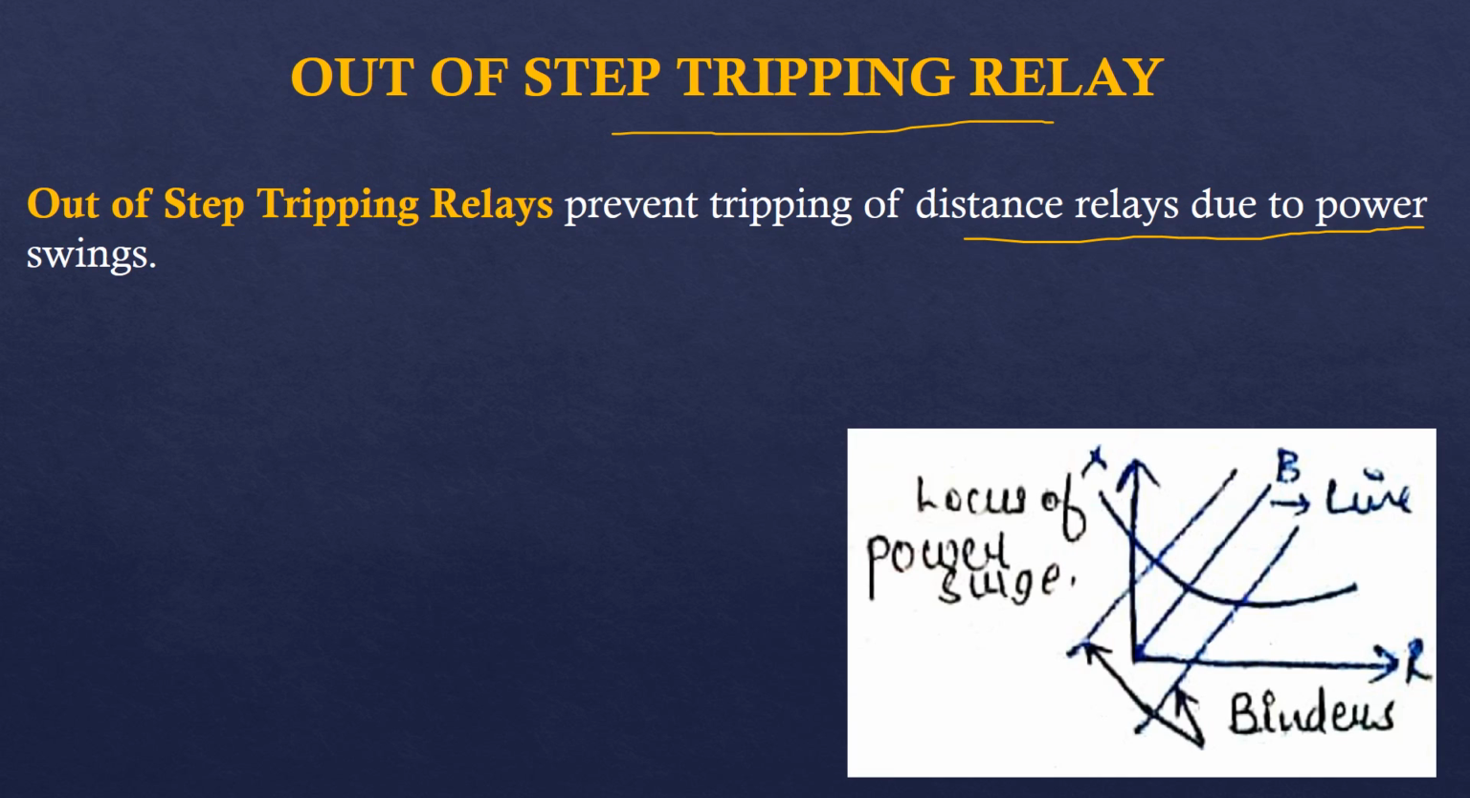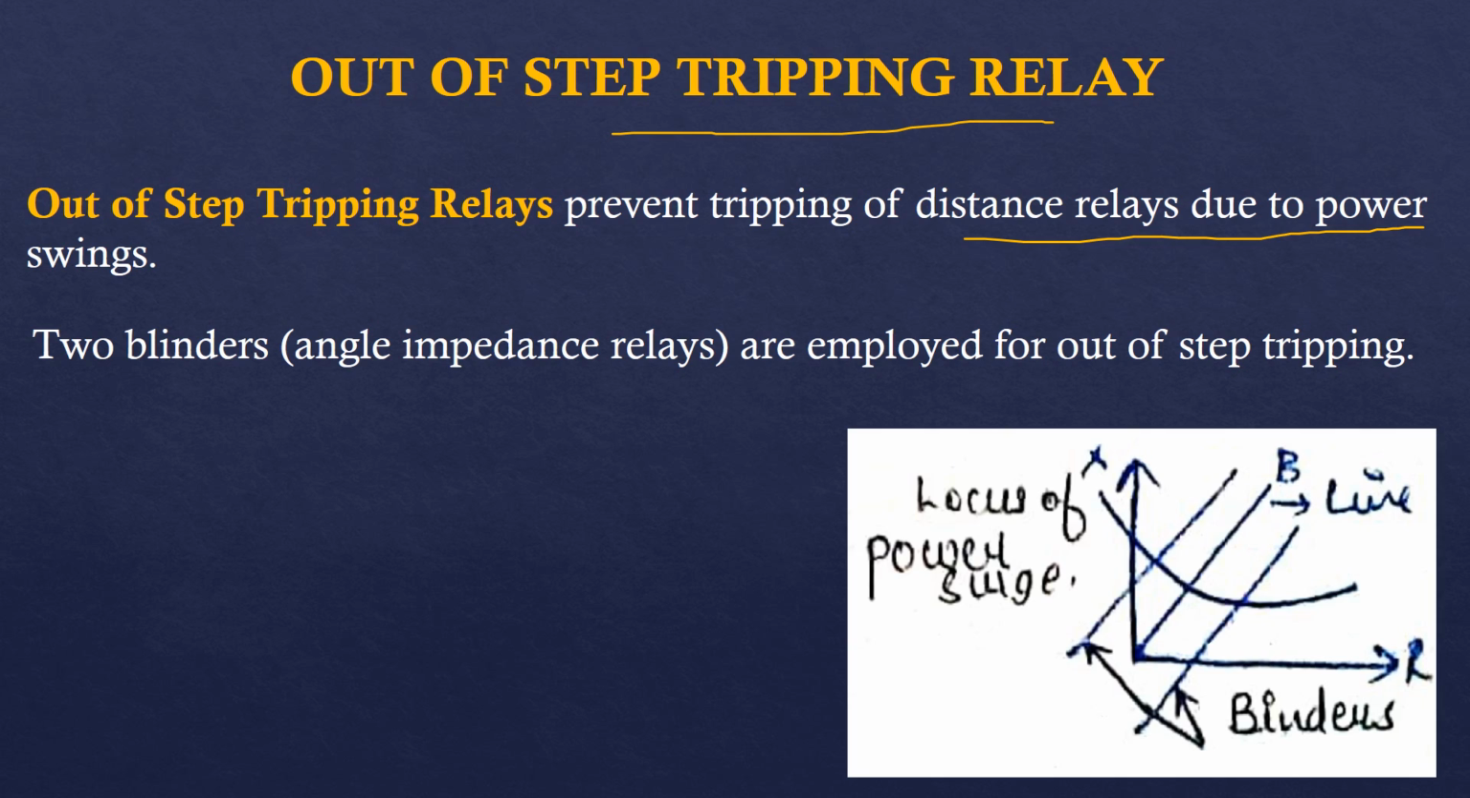Here, two blinders are employed for out of step tripping. These blinders are angle impedance relays. As you can see in the figure, these are the two blinders, and we can see the locus of the power swing. This was discussed in power swing analysis in part 2 of power swing. You can go through that.